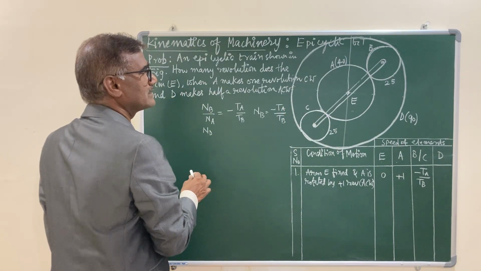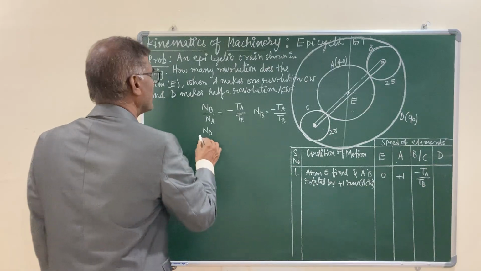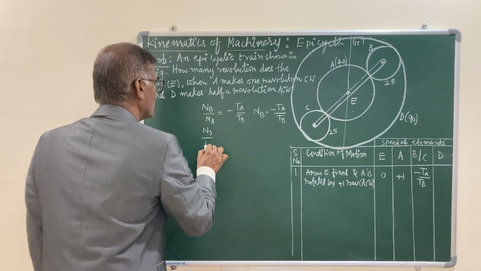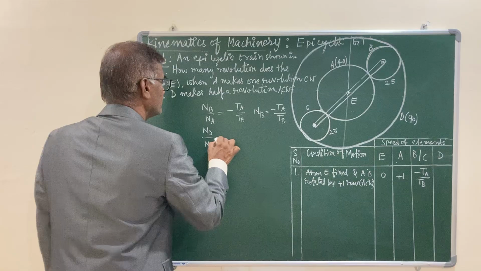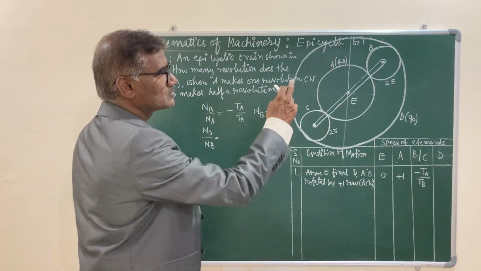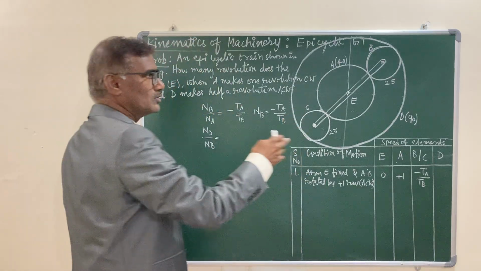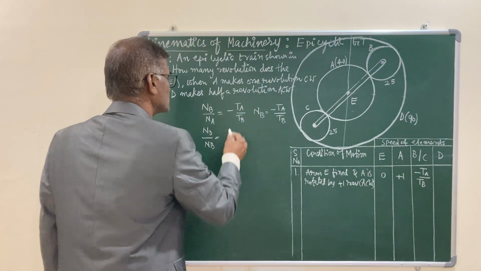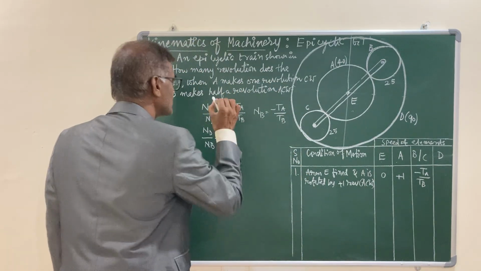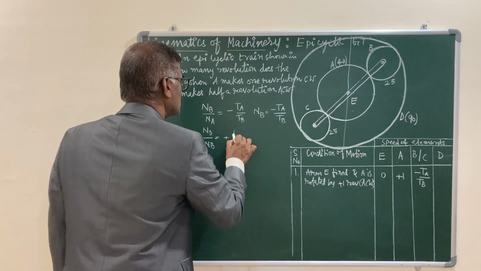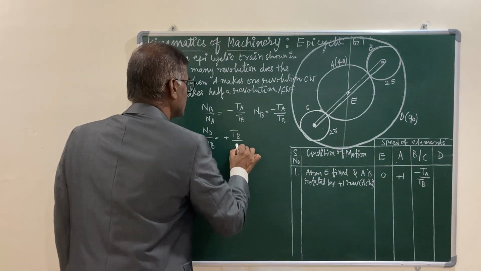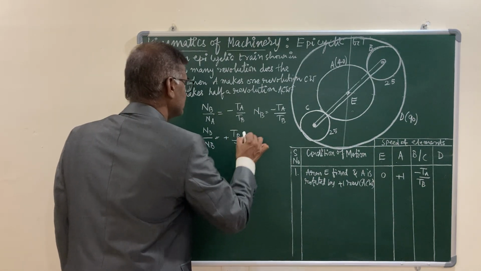So I am writing it as ND. I want to calculate the train value of D, ND. The contact gear is NB, which is equal to, observe carefully, these two are mating internally. So both are going to rotate in the same direction. So the sign convention is it's a plus only. So it is TB by TD.